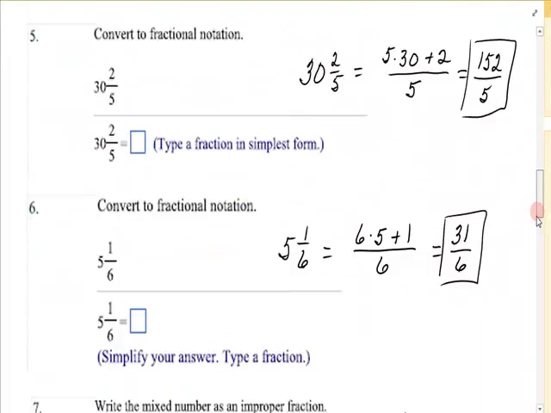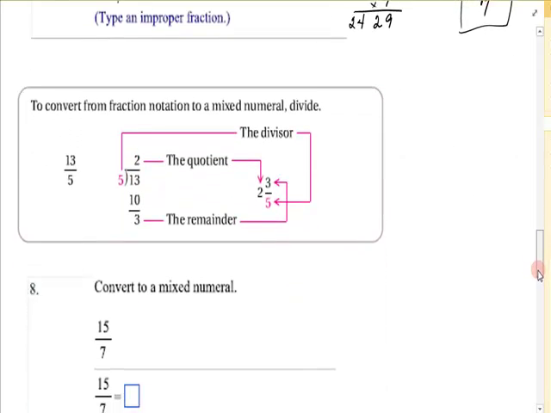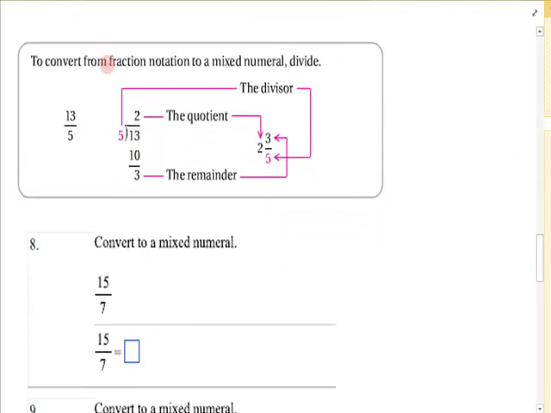Now we're going to go backwards. To convert from fraction notation, which is improper fraction notation, to a mixed numeral, you divide. You divide 13 by 5. It went in 2 times. The quotient you get is the whole number. Multiply, subtract, the remainder becomes the numerator of your fraction piece.